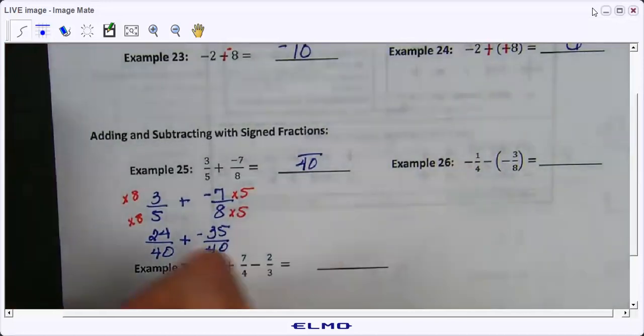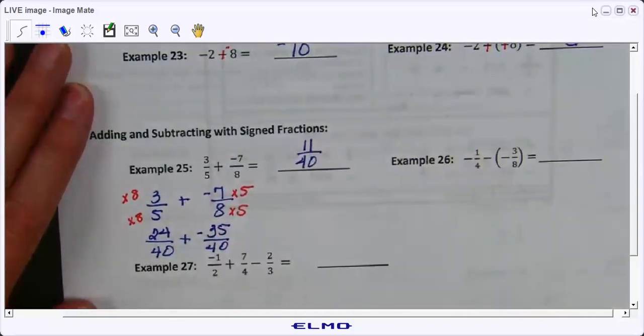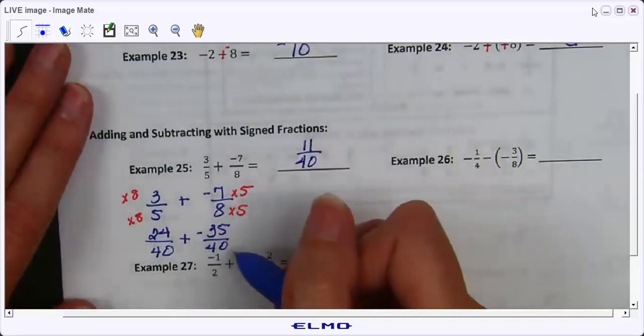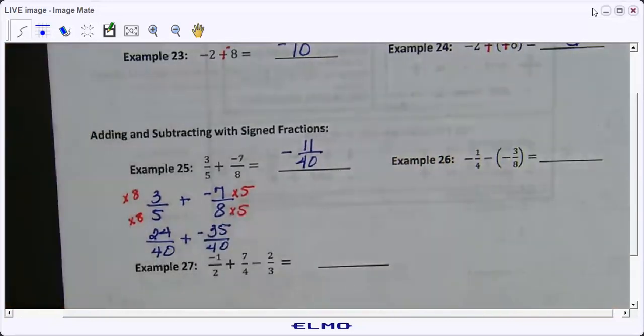So 35 minus 24 gives me 11. And since 35 is the bigger number and it's negative, my fraction is negative. And it does not matter where you put the negative symbol, in the numerator, the middle, or the denominator, the whole fraction is negative. We have -11/40.